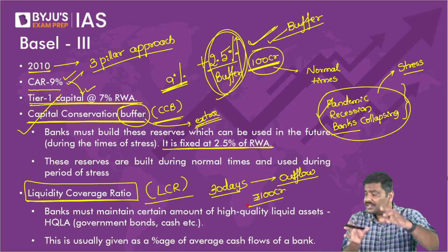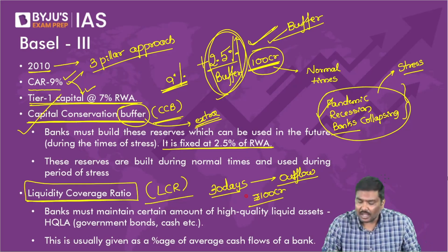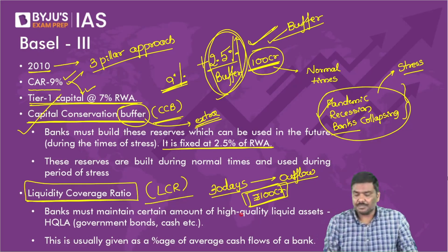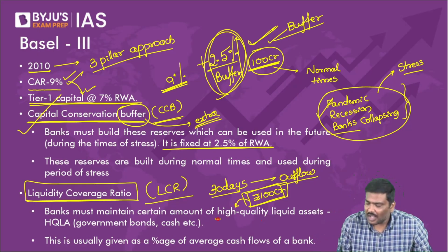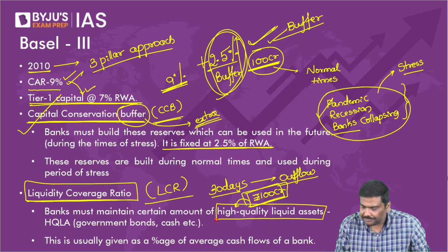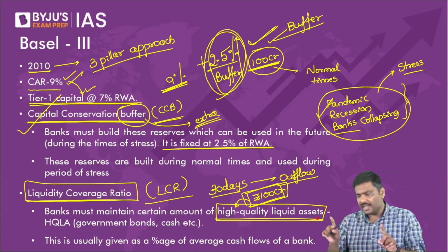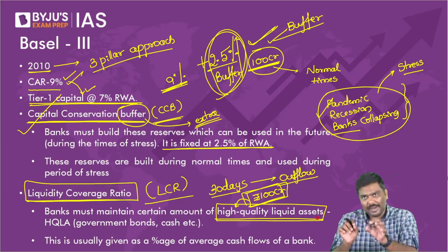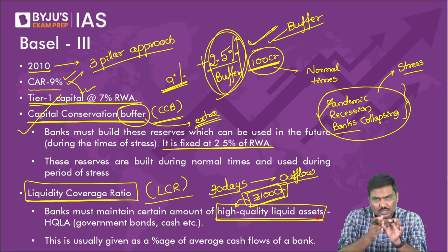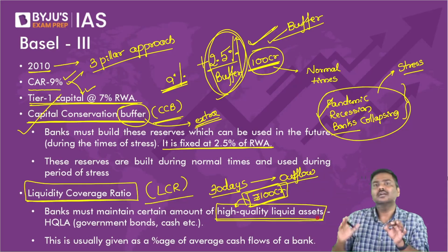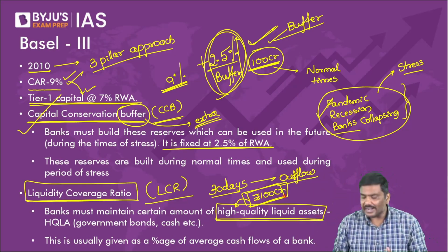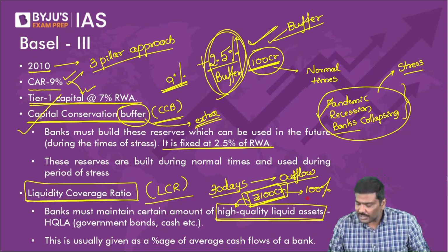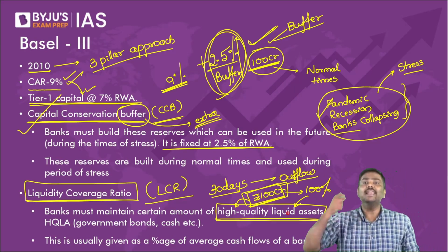If your estimation says 100 crore, then 100% of this money, I repeat, 100% of this money, keep it in the form of high quality liquid asset. Understand the process here, why, you will understand in a minute. I'll repeat it. You as a bank estimate how much money would be flowing out of the bank in the next 30 days. Let's say hypothetically it is 100 crore rupees. Then 100% of this you will have to keep in the form of high quality liquid asset.